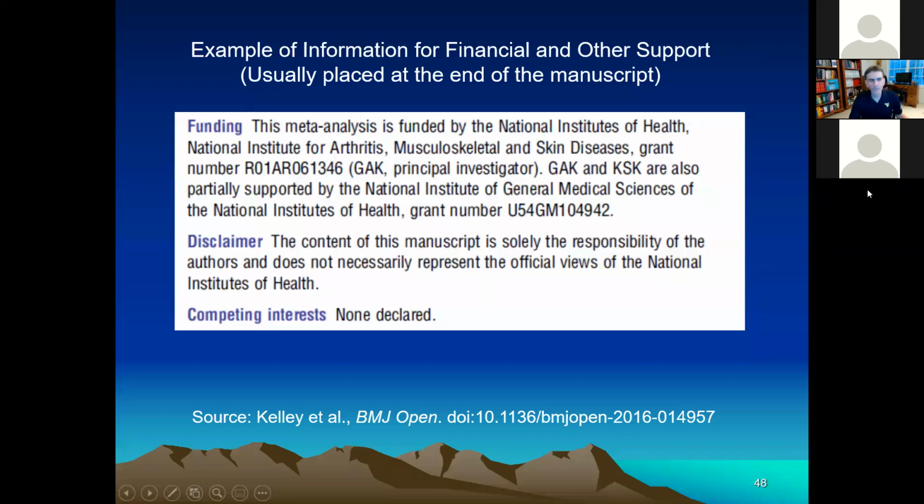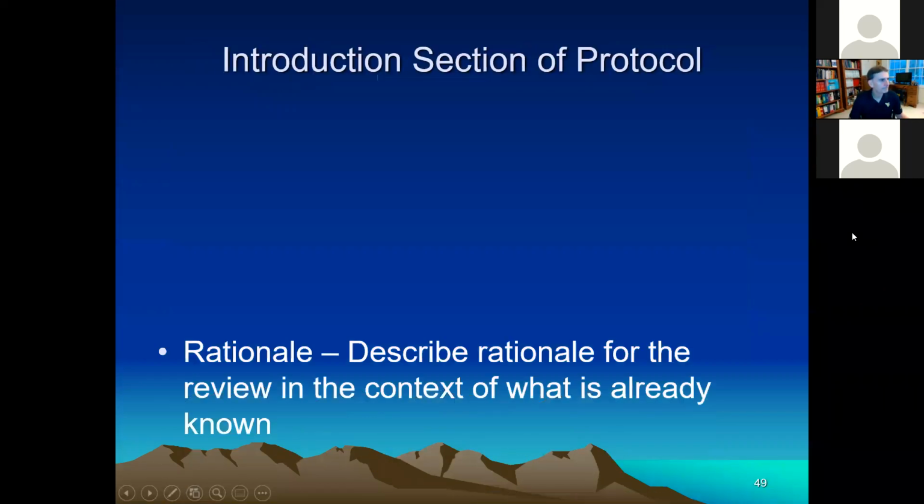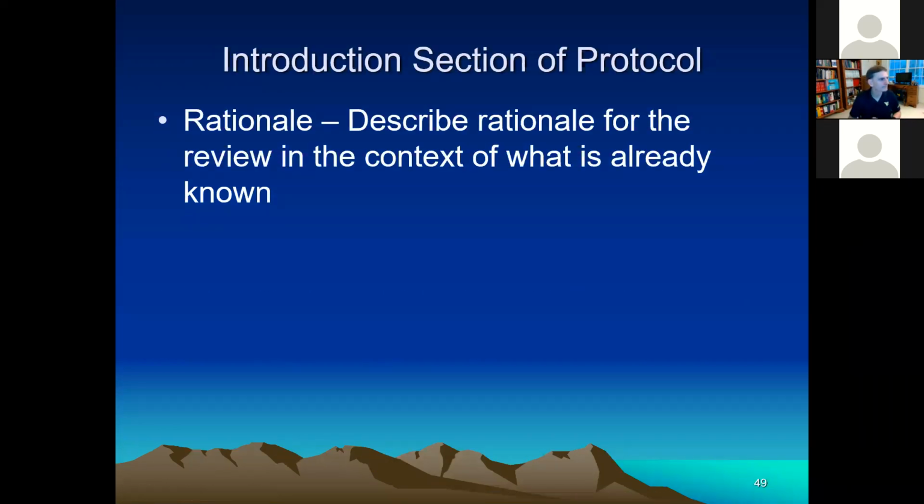And it would be the same for, you know, that's a finished meta-analysis, but it'd be the same for a protocol. Sí, esto aplica tanto para protocolos como para meta-análisis ya finalizados.